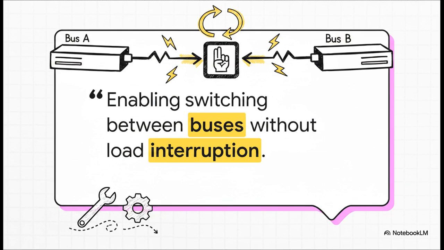Let's say you want to move a highly critical feeder from bus A over to bus B so you can safely perform maintenance on bus A. Well, the bus coupler is what makes that live transfer possible. It is the exact specific mechanism that transforms a rigid static metal grid into a dynamic, highly resilient power network.